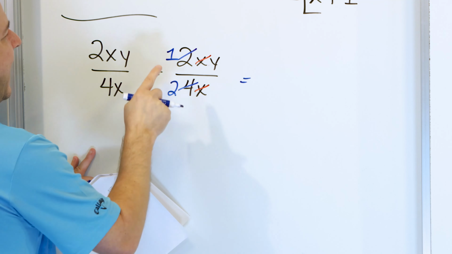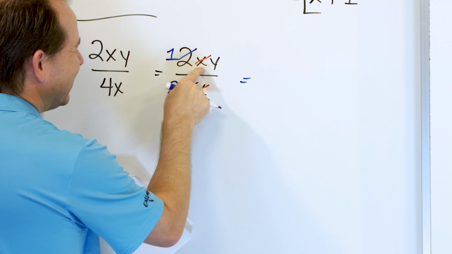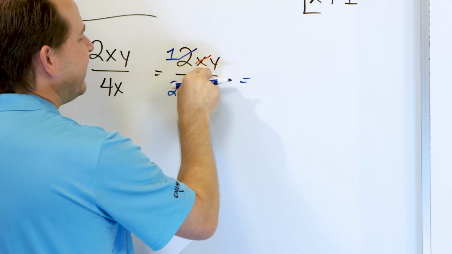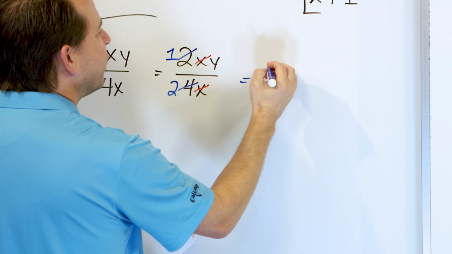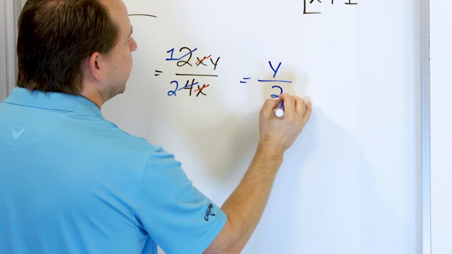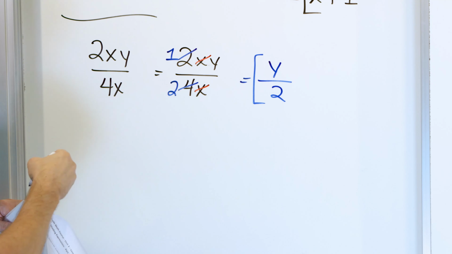What do I have left? I have 1 times x. I never really write the leading 1 as a coefficient, times y. And this x is actually gone, so really I have only 1 times y. I just leave it as y. 2 times, and both of these are gone, so it's going to be over 2. So the answer here is y over 2.